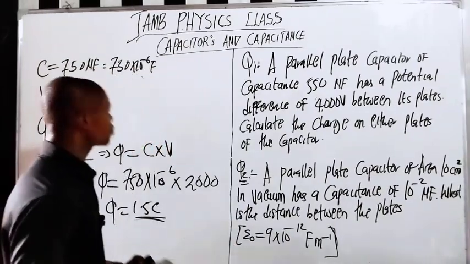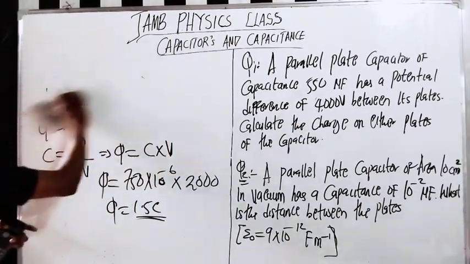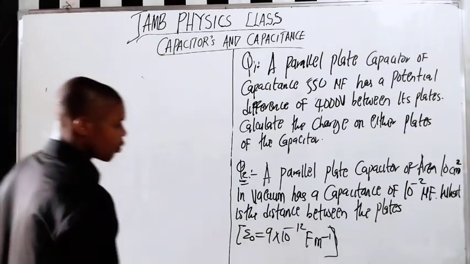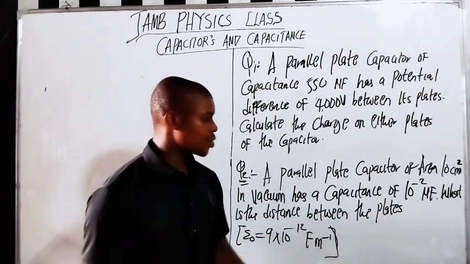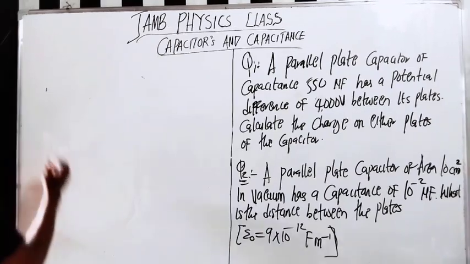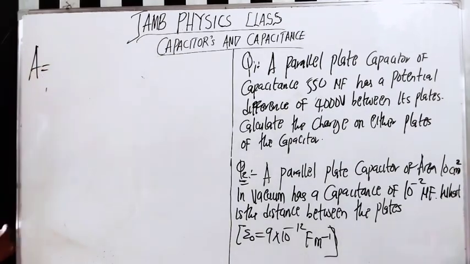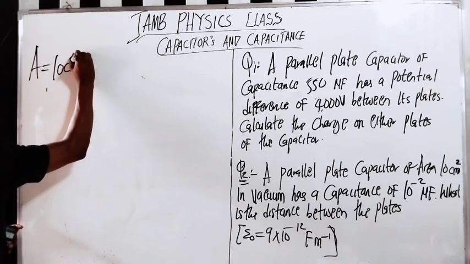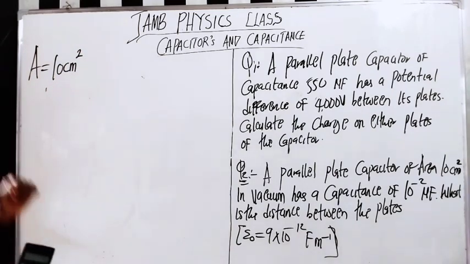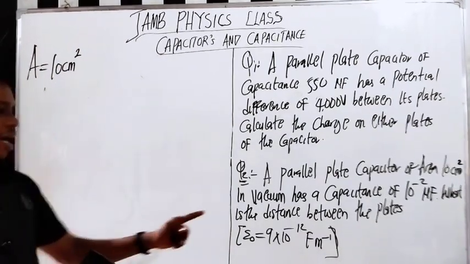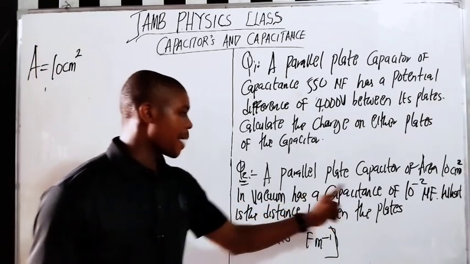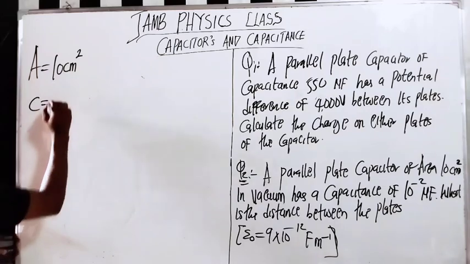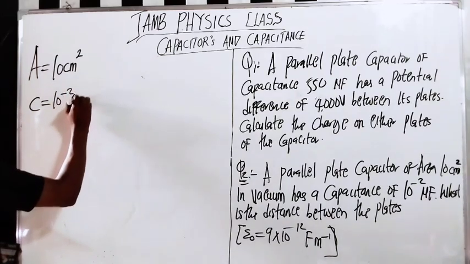So let's look at question 2. It's a parallel plate capacitor of area 10 cm squared in a vacuum with a capacitance. My capacitance C here is 10 to the minus 2 microfarad.